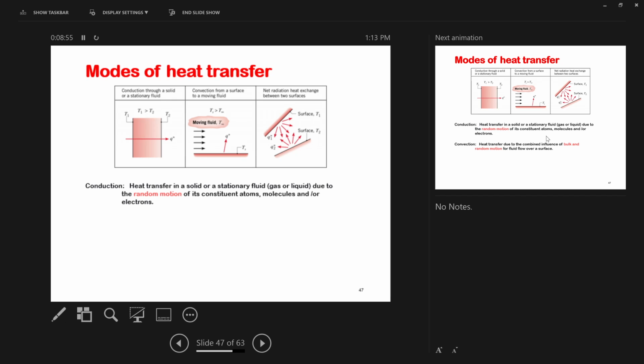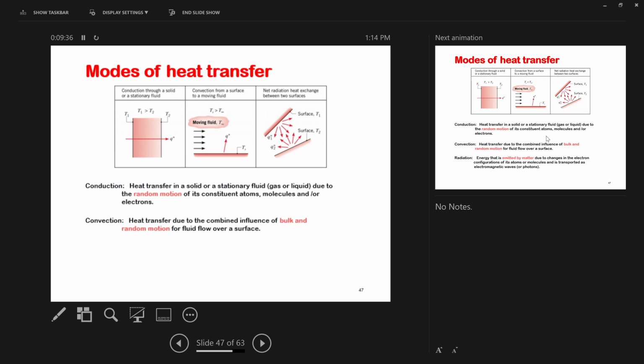Okay? Moving on, convection is the transfer of heat due to the combined influence of the bulk and the random motion of fluid flow over a surface. There are a couple of important points here. Convection only applies to fluid flow, right? Solids don't flow, so solids are not included in convection. The only things that really flow are fluids, gases or liquids. And we have two different parts of convection that we will discuss a little later: the bulk transfer of heat and the random motion transfer of heat. We'll discuss them later on.